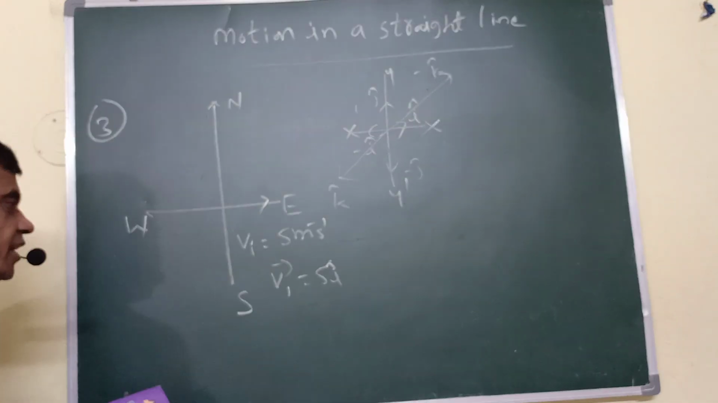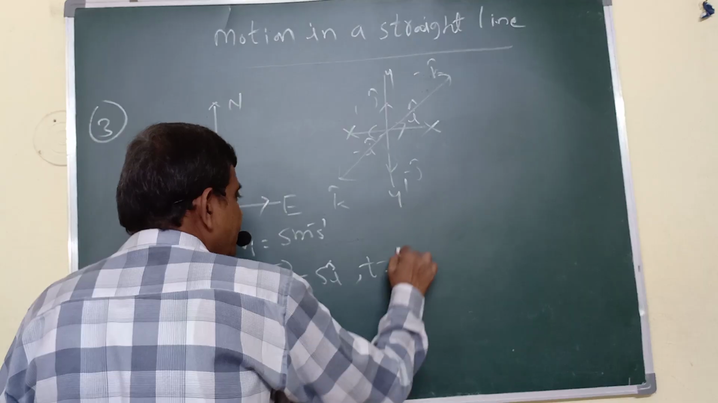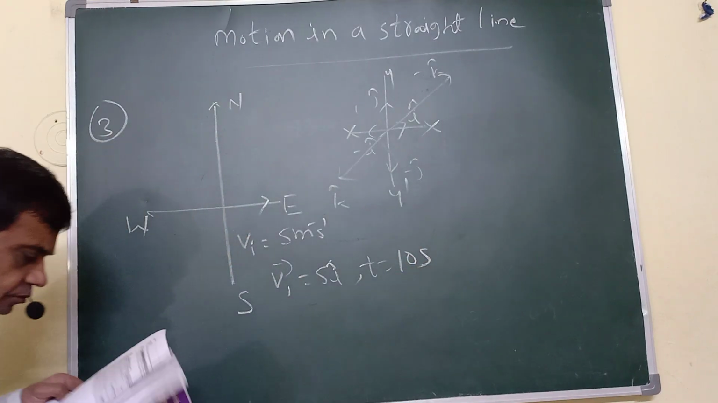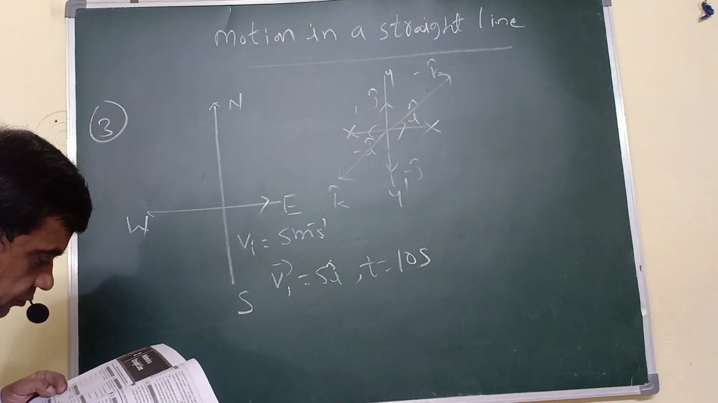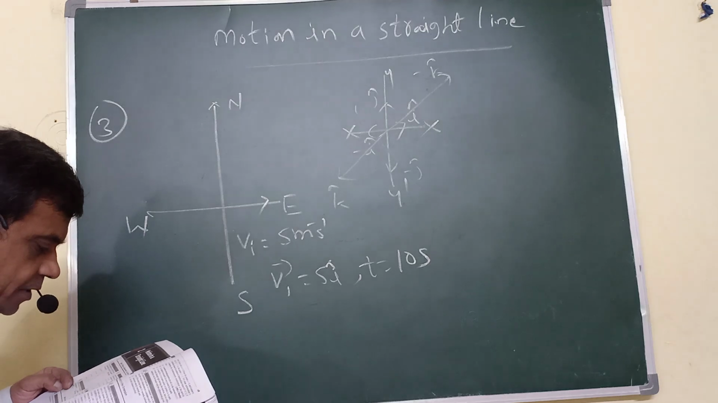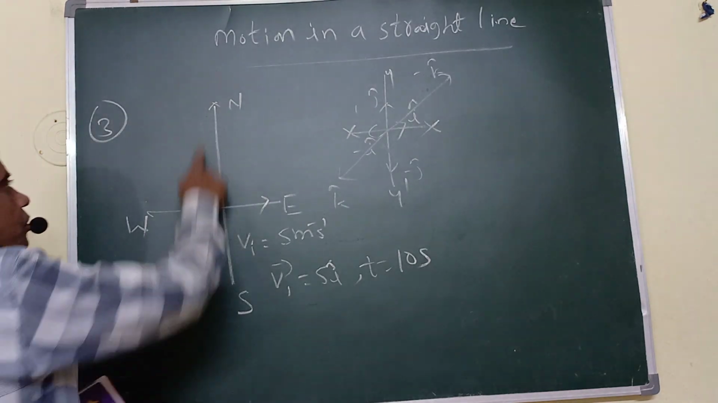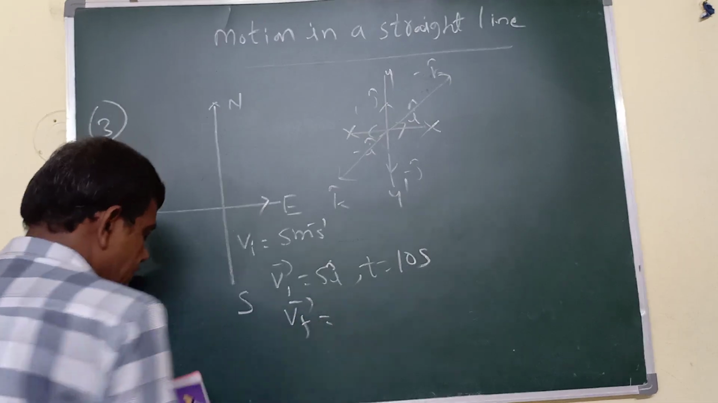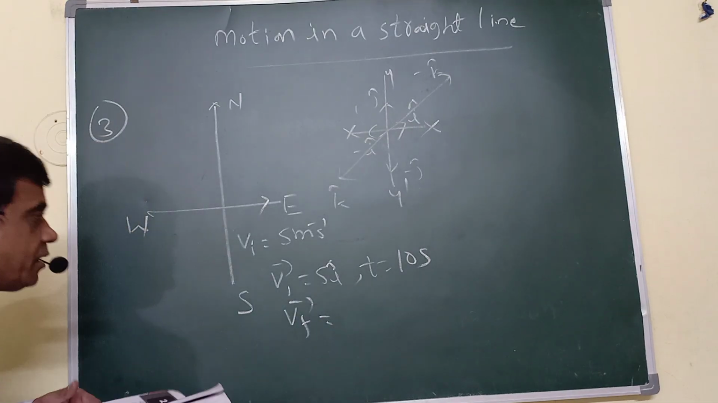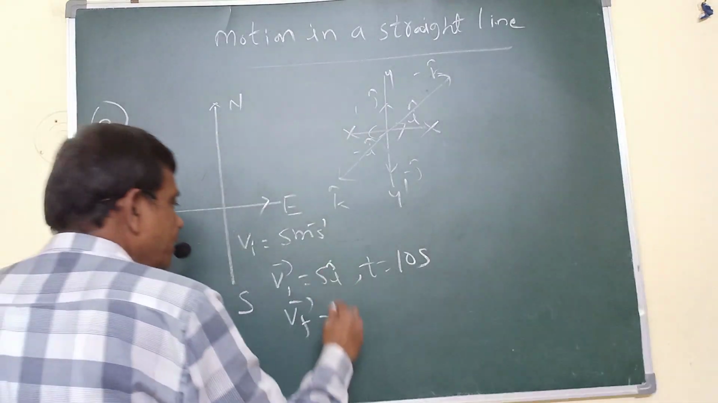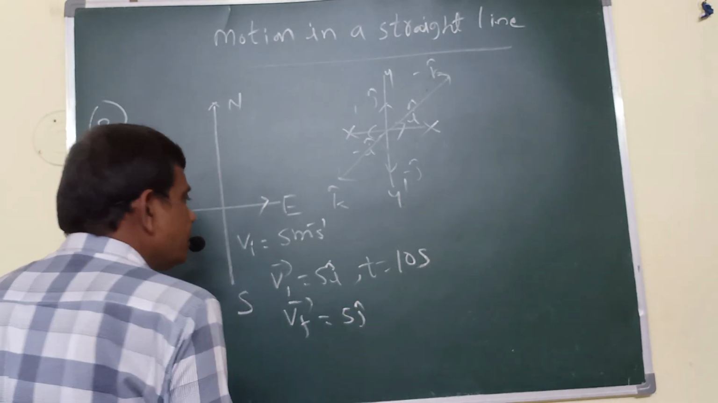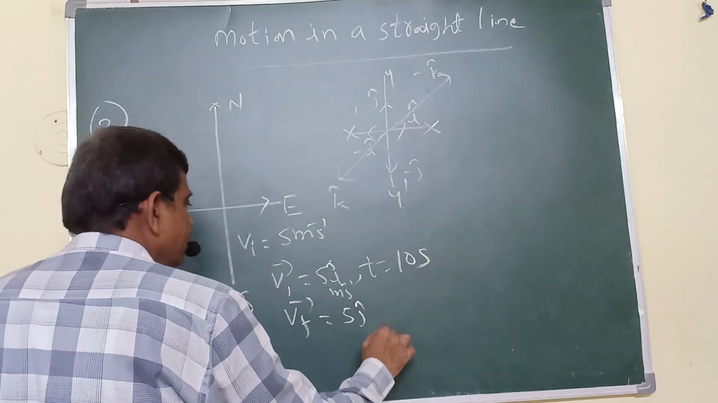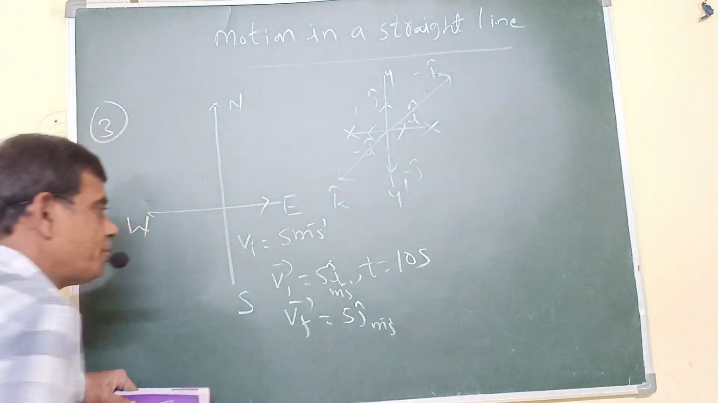Similarly, in 10 seconds. Now what is the time? In 10 seconds, its velocity changes to 5 meter per second towards north. Towards north, that is the final velocity. That is 5 meter per second. Along north what am I taking? 5j. Again this also is meter per second only. So this is vector form.